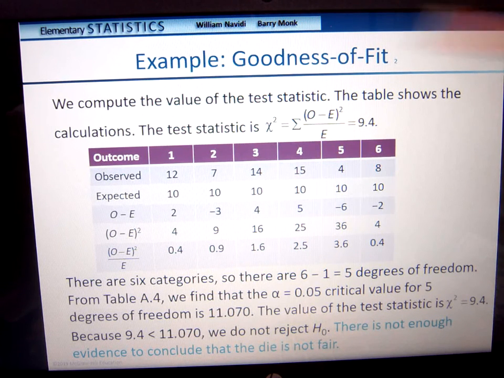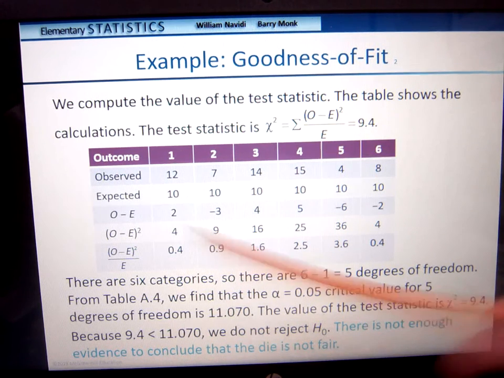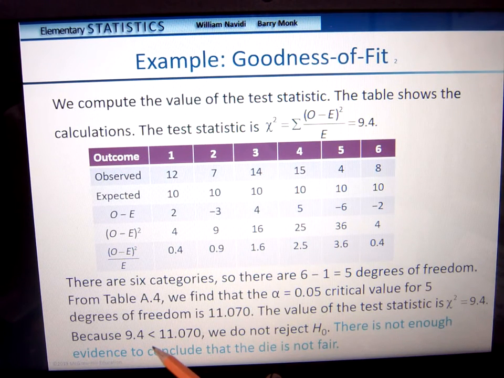Now you say, well, where did you get that? Well, this is the sum of all of these. So you have to add these together. So once you add these together, you get 9.4. So now, since 9.4 is smaller than the number that we got from the table, we do not reject the null hypothesis. So there's not enough evidence to conclude that that die is not fair.